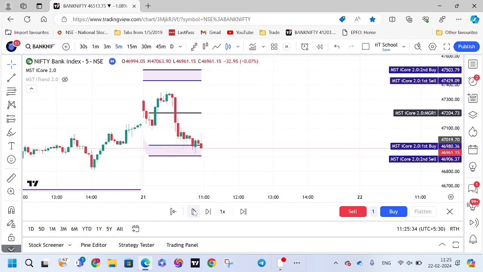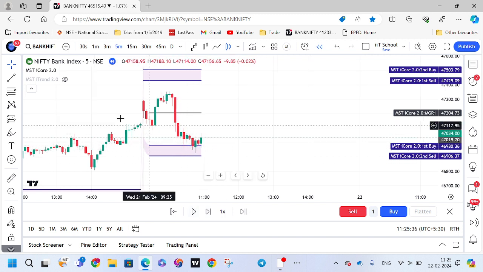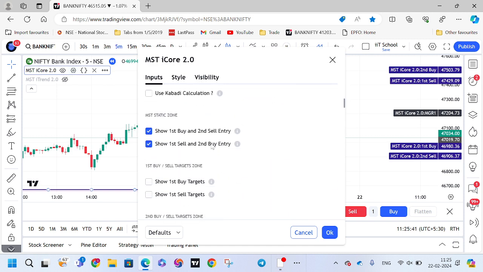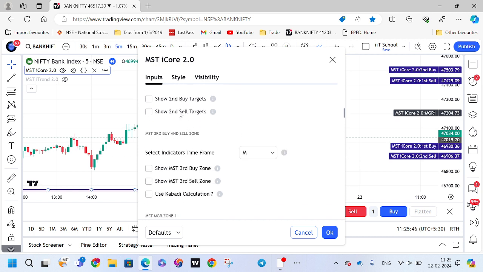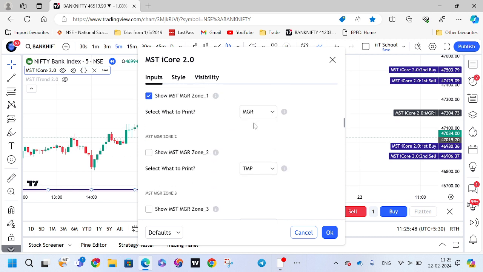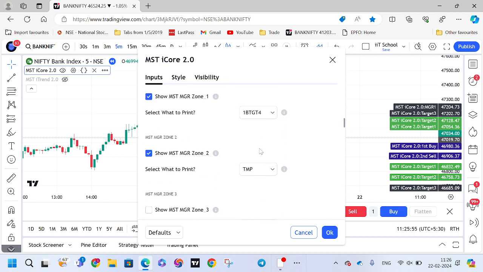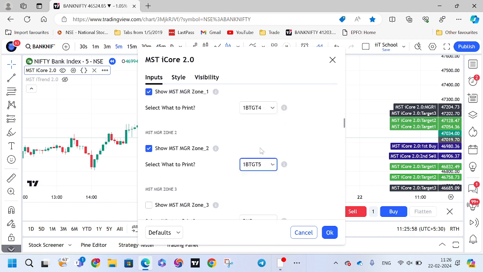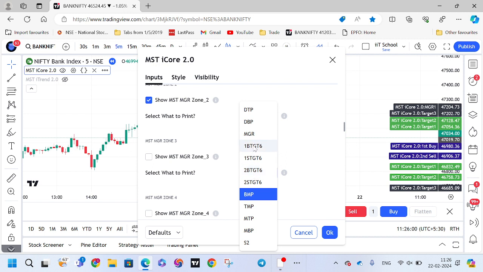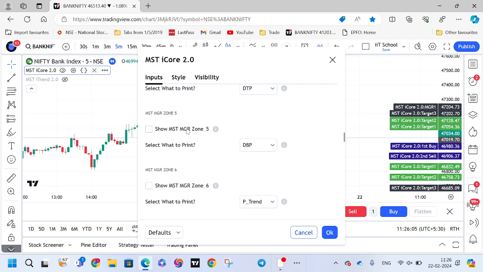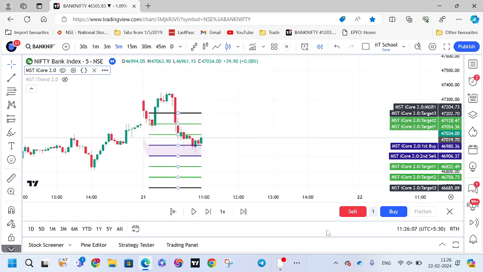So now what we will be doing, since buy activated, go to the indicator settings, scroll down, enable first buy targets, also enable second sell targets. If SL hits, then we can go for the reversal entry. Otherwise we can book at the target itself. If you want, you can add 3 targets extra. It is not compulsory. You can exit in 3 targets also. This is just for the extra settings.